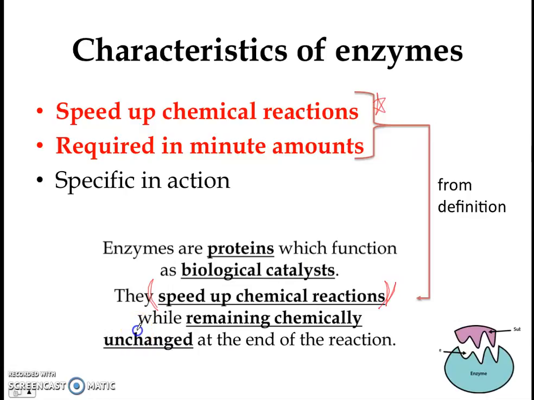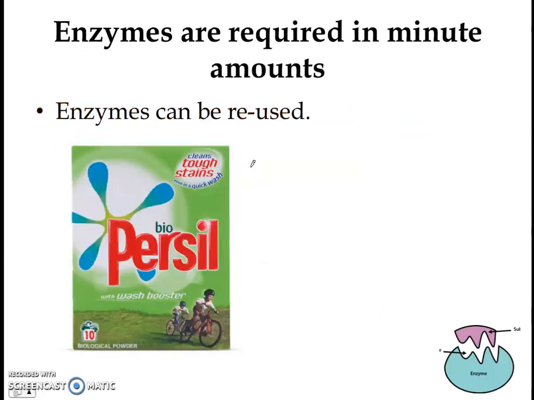Secondly, in the definition, you remembered that enzymes remain chemically unchanged at the end of the reaction. Now to say this differently, you could say that enzymes can be reused, right? So they're used in one reaction, then they finish, and then they can be reused again. And that's why you don't really need a lot of enzyme. You just require a small amount of enzyme to act on a large amount of substance, for example, maltose, right? Because it can be reused again and again.